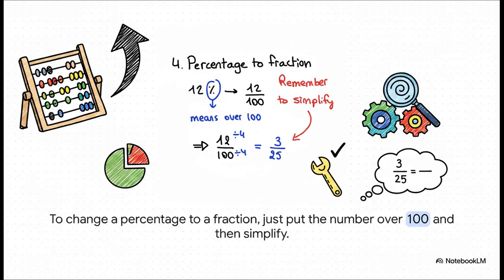Next tool for our kit, percent to fraction. This is also super straightforward. Remember, percent means out of 100, right? So just take the number, in this case 12, and pop it on top of a fraction over 100. So 12% becomes 12 over 100. But, and this is the most important part, you always have to simplify. We just make the fraction as simple as it can be. Here we can divide both numbers by 4, and we get our final answer, 3 over 25.